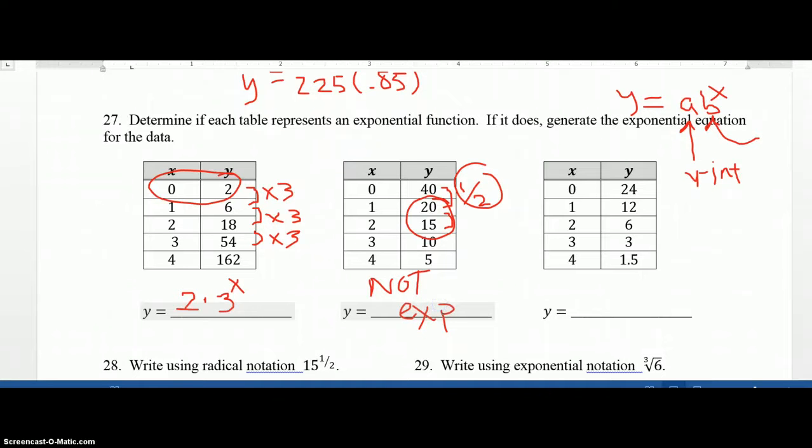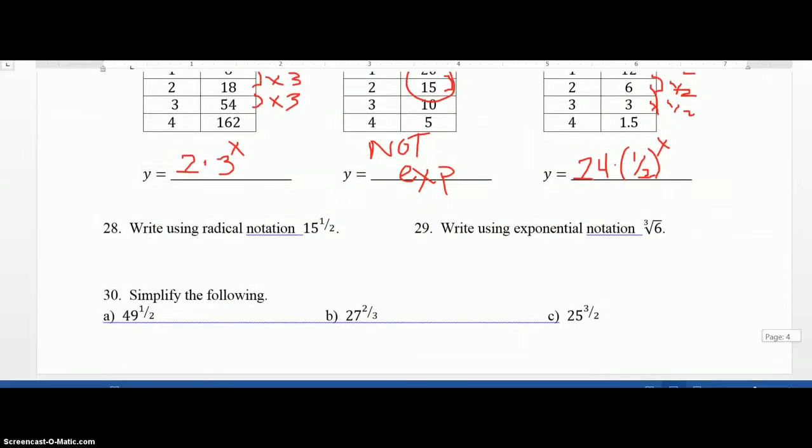Alright, here 24 to 12 we multiply by a half. 12 to 6 multiply by a half. 6 to 3, a half, so on and so forth. So what we are raising to our exponent is 1/2. And what is our starting point? 0, 24. So 24 times 1/2 to the power of x. Now make sure that you're paying attention to where that 0 is, because it's not necessarily going to be at the top of your chart. You have to find where x is 0.